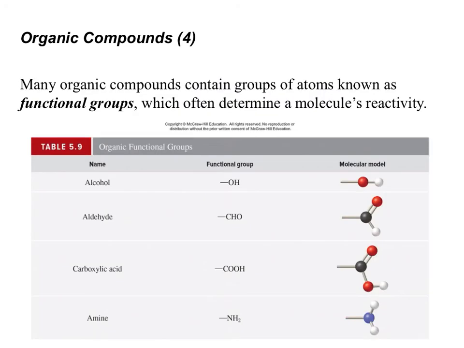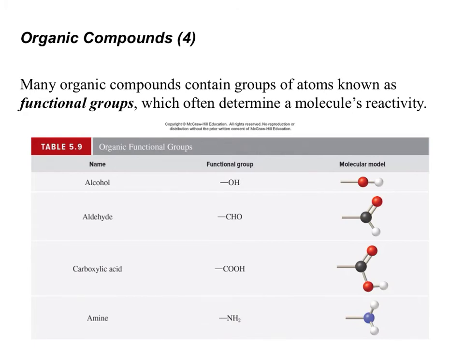Many organic compounds contain groups of atoms known as functional groups, which often determine a molecule's reactivity. So for example, everyone's favorite alcohol has an OH, with oxygen-hydrogen bonded. Aldehyde has a carbon double bonded to an oxygen with a single hydrogen bond coming off the carbon. Carboxylic acid, a carbon double bonded to an oxygen with an alcohol coming off the carbon, is the main functional group in vinegar. It's the thing that makes it acidic.